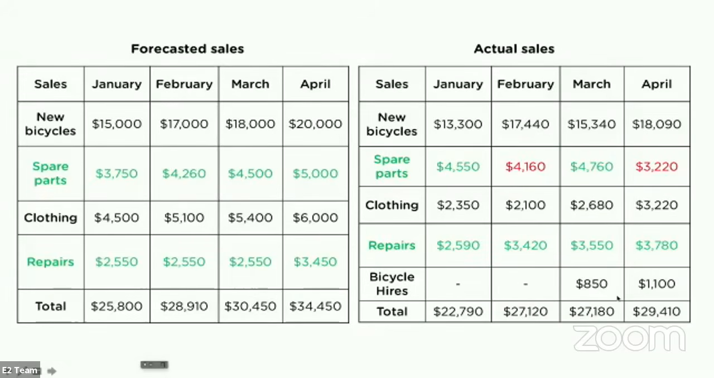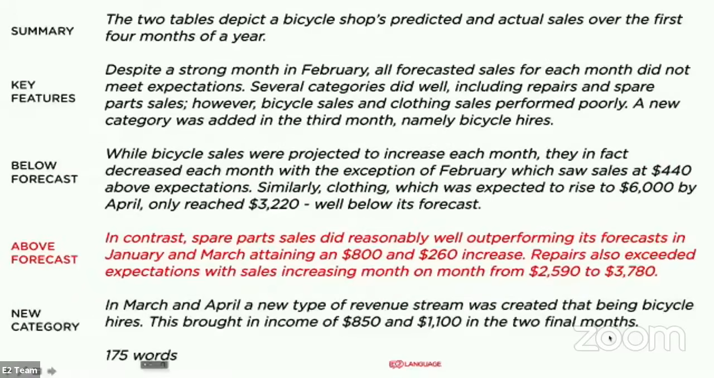So how did I word this in my paragraph? Because repairs is fine, I can just say it increased each month. Spare parts did, but only for January and March it was above expectations. So I wrote this. "So in contrast to those below forecast", there's my linking word connecting my paragraphs. "So in contrast, spare parts sales did reasonably well, outperforming its forecasts in January and March, attaining an $800 and $260 increase. Repairs also exceeded expectations, with sales increasing month on month from 2,590 to 3,780."